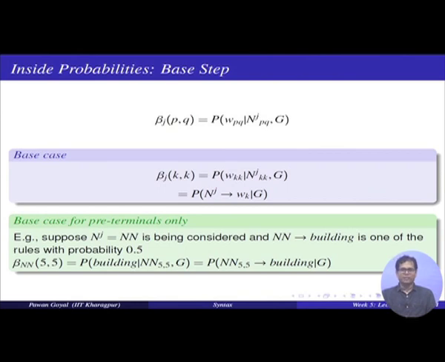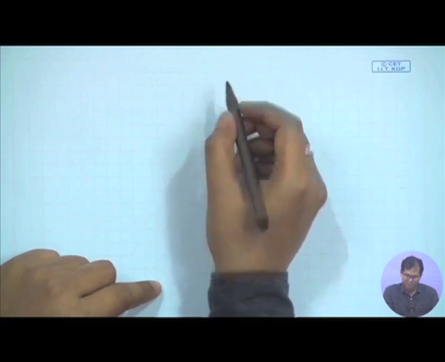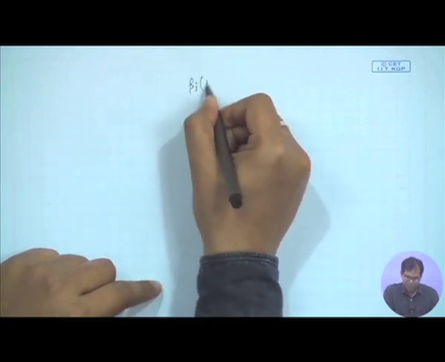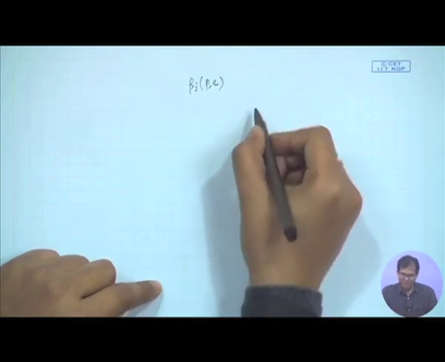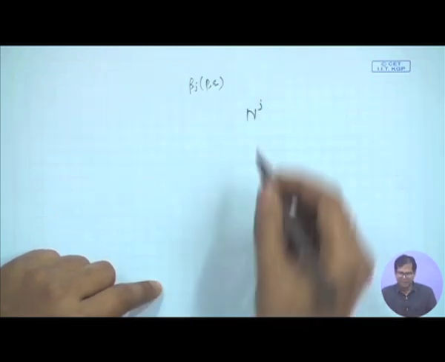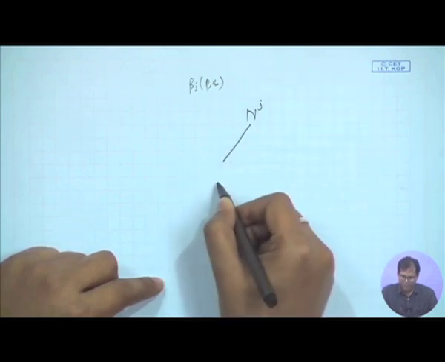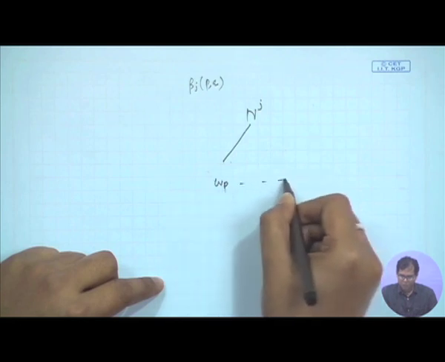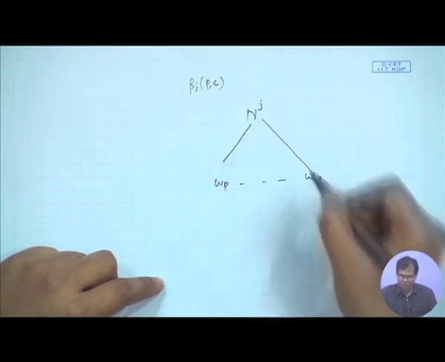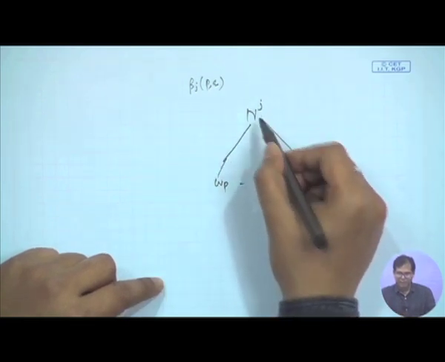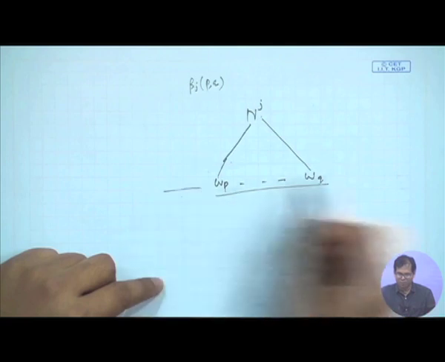Now, what would be the inductive case? I have to go bottom up. So, let us take a generic beta j p q. How do I derive it in terms of the smaller values? So, let us try to do that. I have to compute beta j p q. What does that mean? It means that I have a non-terminal N j, and that is deriving a sequence w p up to w q, and I have to compute the probability of the sequence w p to w q given N j.